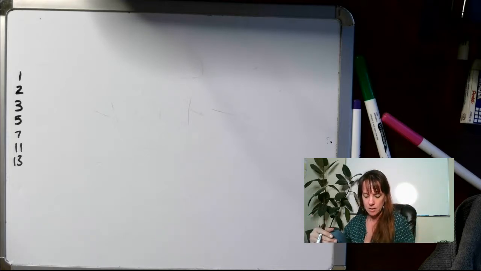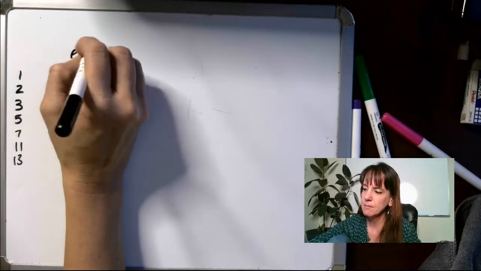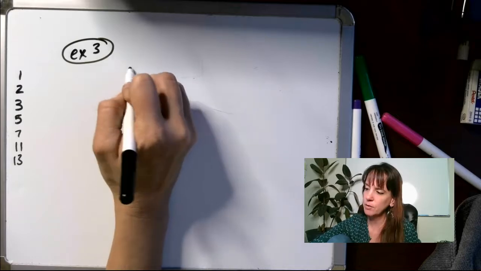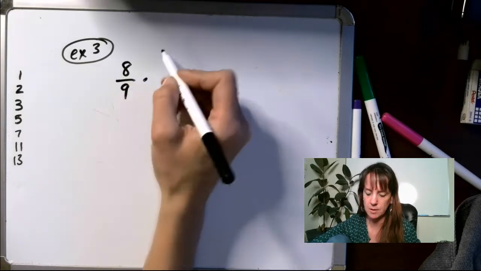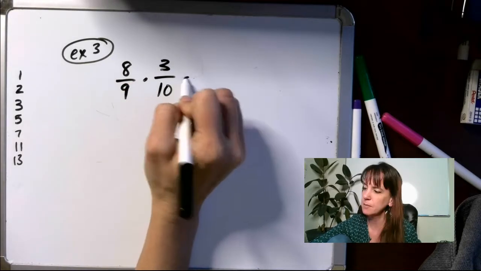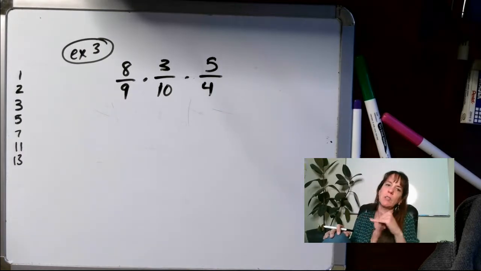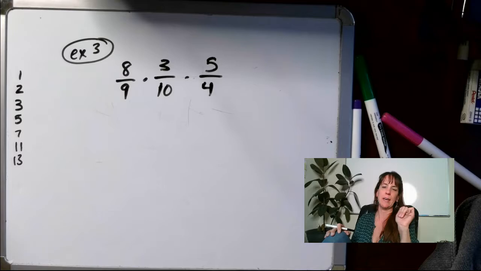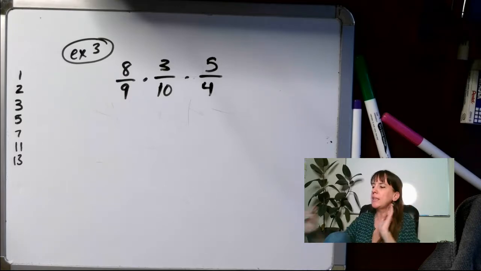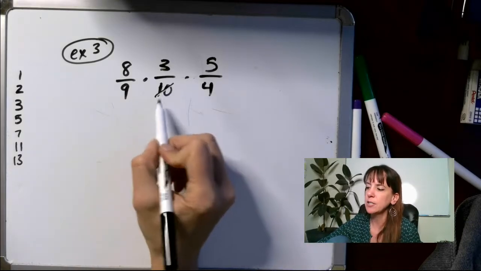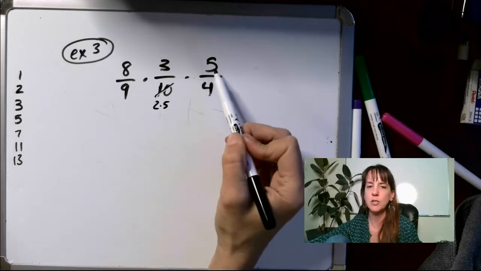All right, so let's look at example number 3. We have 8 over 9 times 3 over 10 times 5 over 4. You could sit here and multiply straight across the top and straight across the bottom, but you're going to be here all day. But what we can do is we know that 10 breaks down into 2 times 5. Well, golly gee, we have a 5 up here.